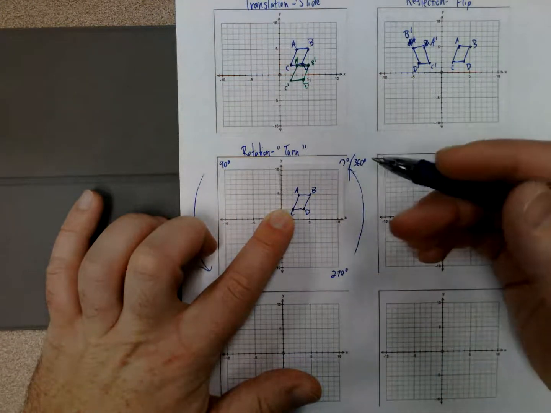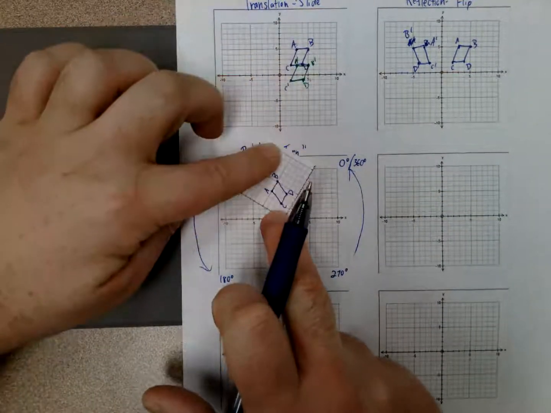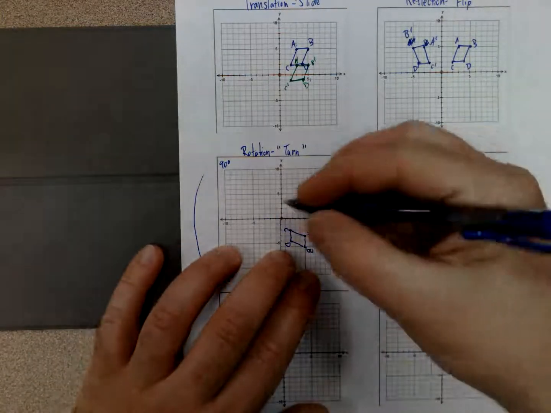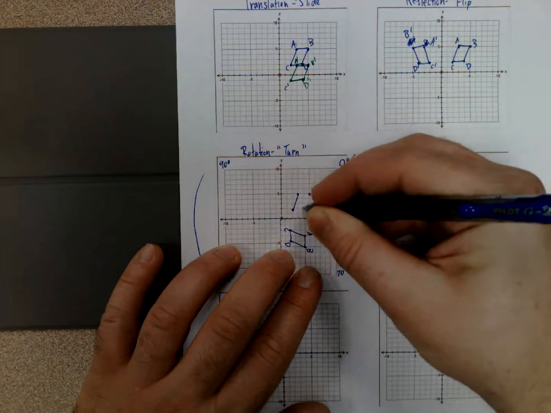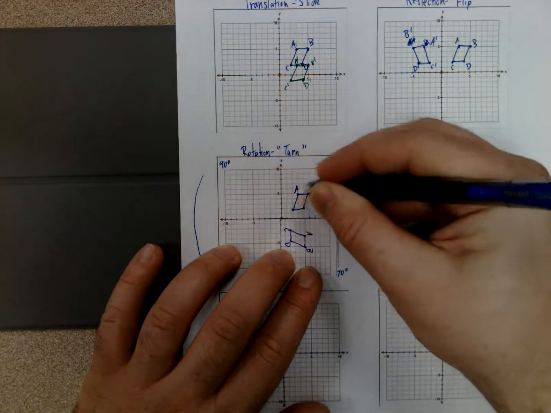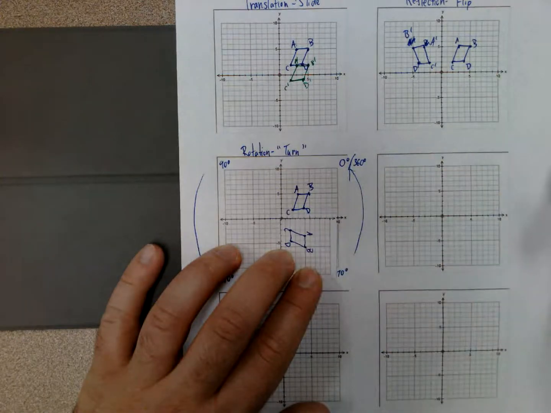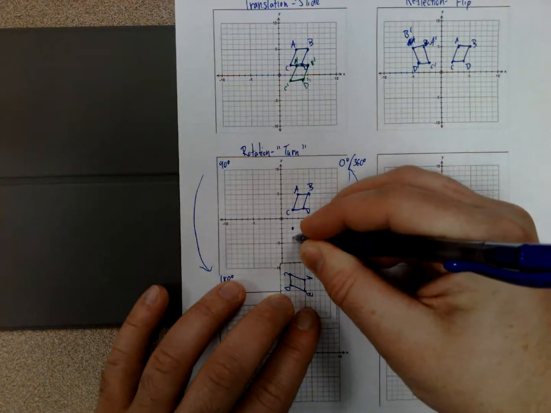If I want to do a 270-degree rotation, I'm going to spin this all the way around, and it will end up looking like this instead of my original picture. So this was my original, and this would be my new one. That would be here.